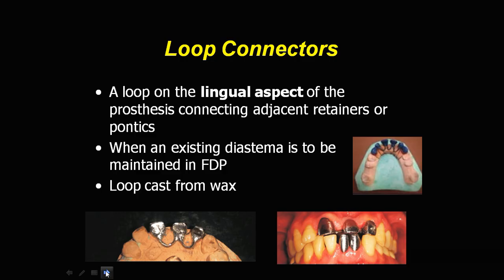Now let's have a look at loop connectors. Loop connectors, as the name suggests, contain a loop on the lingual aspect of the prosthesis connecting adjacent retainers or pontics. Loop connectors are indicated when an existing diastema is to be maintained in the prosthesis. This loop can be cast from wax.